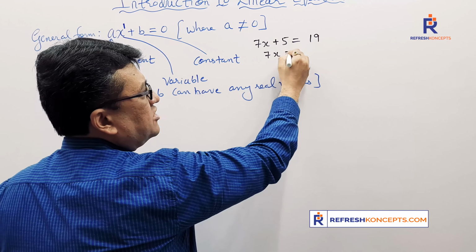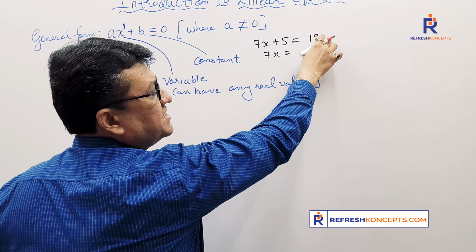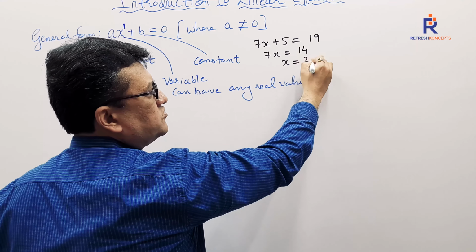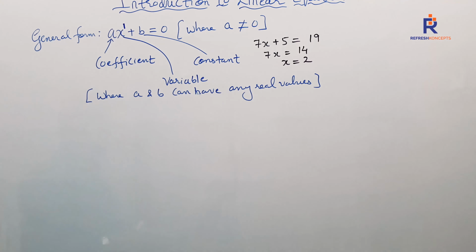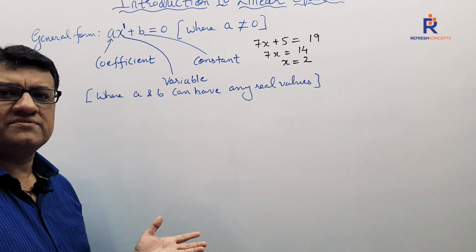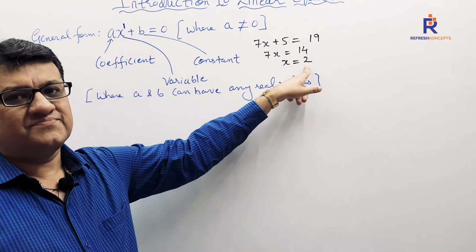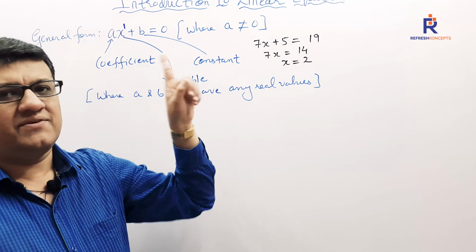7x is equal to, when 5 goes over there, 19 minus 5, 14. On dividing by 7, x is equal to 2. That's how we have solved a very simple sum of linear equation. Since it has only one variable, we'll have only one answer. I think you'll have studied this in your lower classes, right?